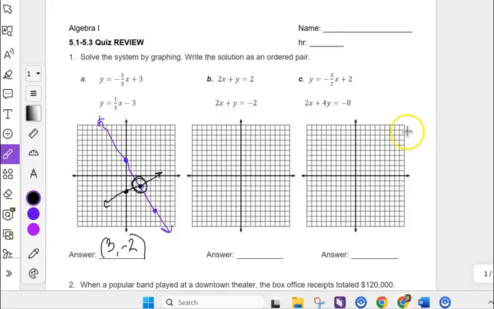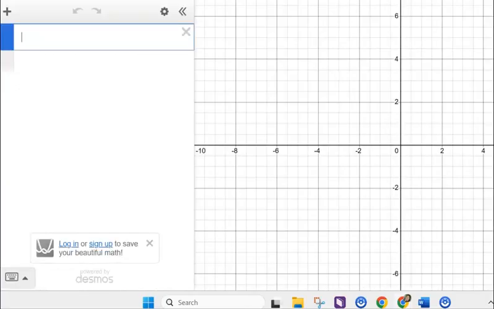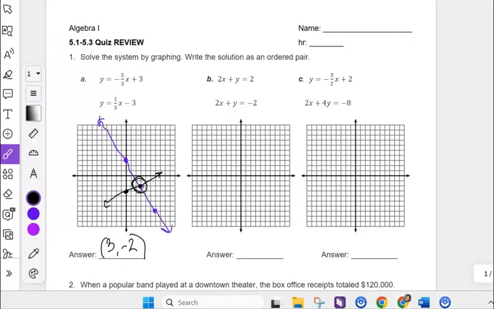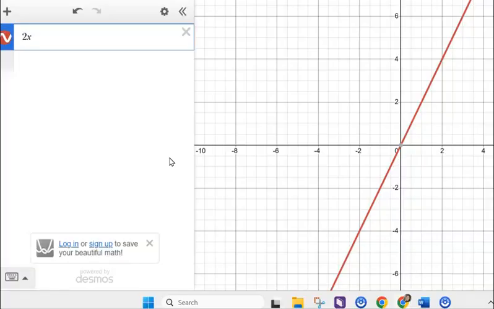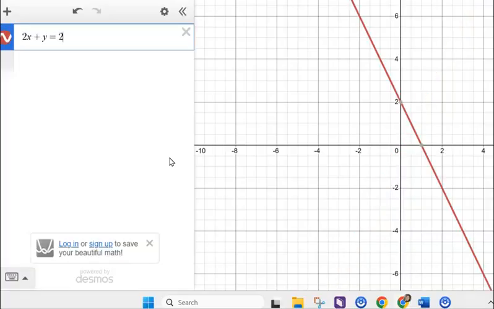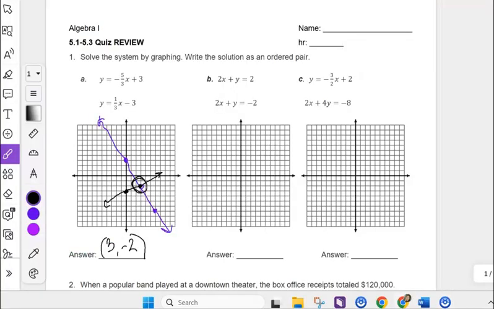Now, to show you how to do this on Desmos, I'm going to go to Desmos, and I'm going to put in the first equation, which is 2x plus y equals 2. And I'm going to graph that. The easiest way to graph that is you find your intercepts. When we graph it, it's easiest to see where it crosses your intercepts. So it crosses at 2 and 1, 0. So you can do that and come back to the graph and go to 2 and 1 on your x and y and draw your line.